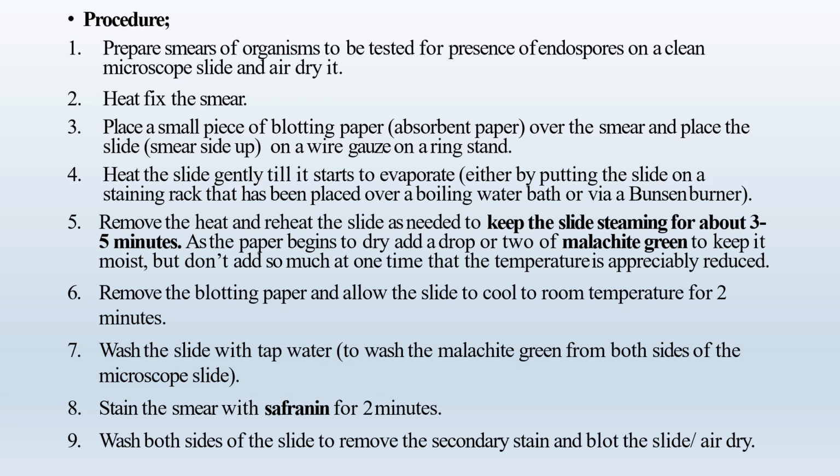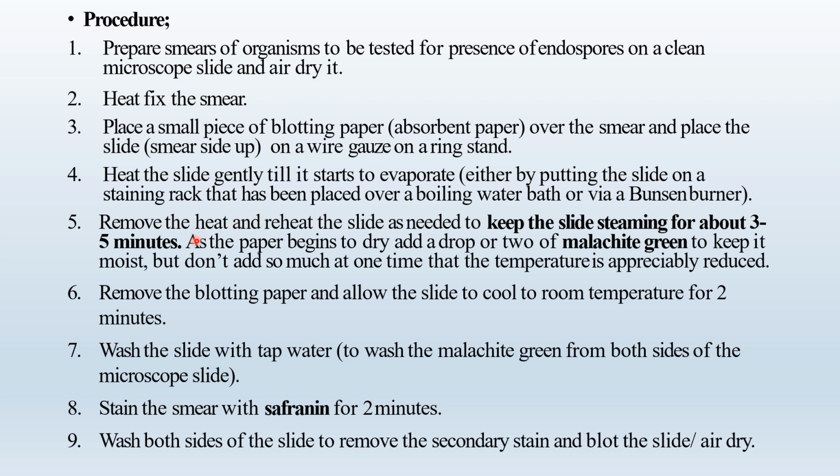The procedure of this staining technique includes: first a smear of the organism is made on the slide, and then it is heat fixed. Then a small piece of blotting paper is placed over the smear, and then the slide is placed on a wire gauze on a ring stand, and it is heated gently till it starts to evaporate, either by putting it on a staining rack placed over a boiling water bath or via a Bunsen burner.